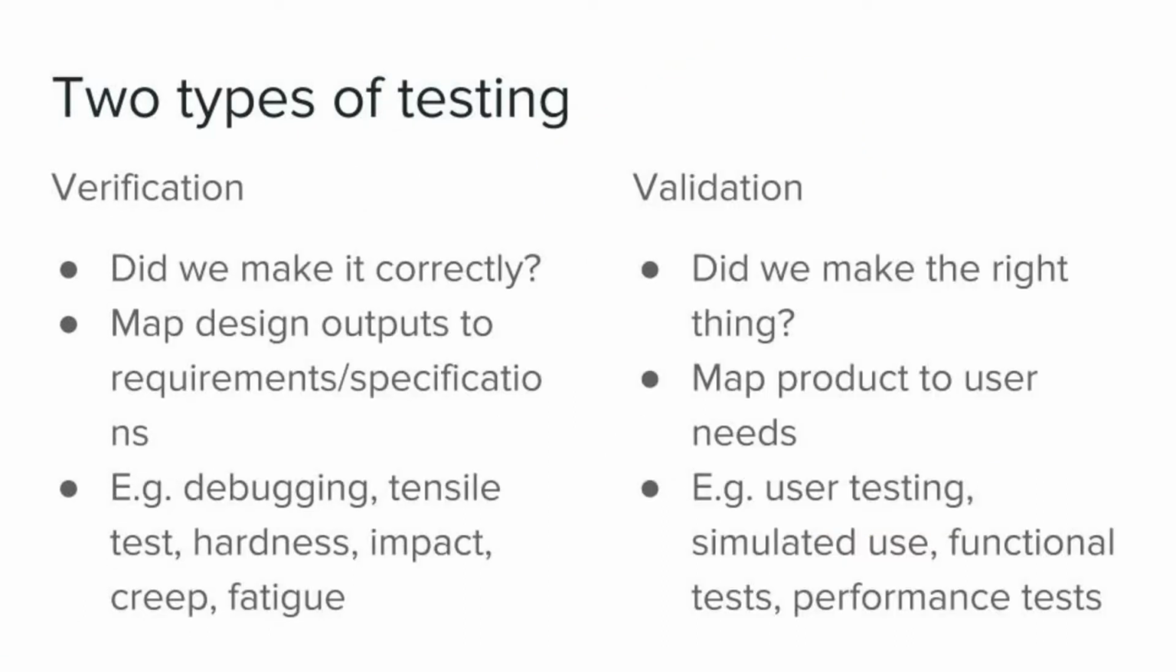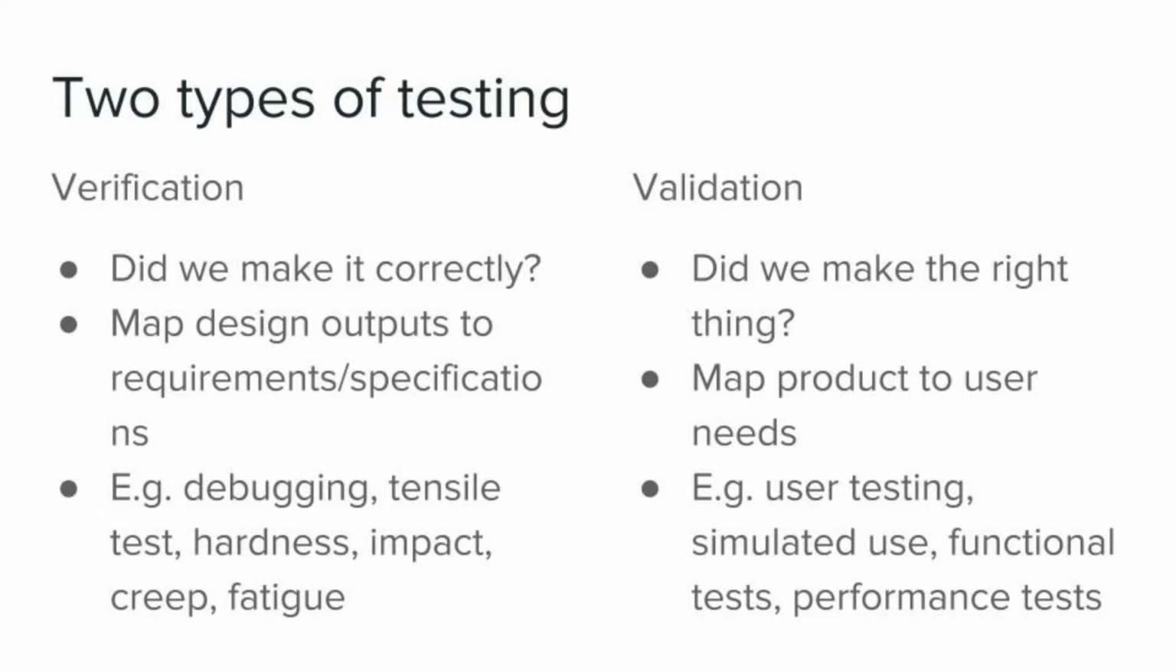There's actually two types of testing that we're going to look at: verification and validation. With verification, you're going to ask, did we make it correctly? So we're really looking at how we map the design outputs that we have to our requirements or specifications. Here our specifications are really important, especially that they're measurable. Because if they're measurable, we can test something, measure it, and see how well that meets our specifications. So these are things like debugging, tensile tests. They could be something like just weighing it or measuring the size. That's seeing if they meet the specifications. That's verification, meet the specification.